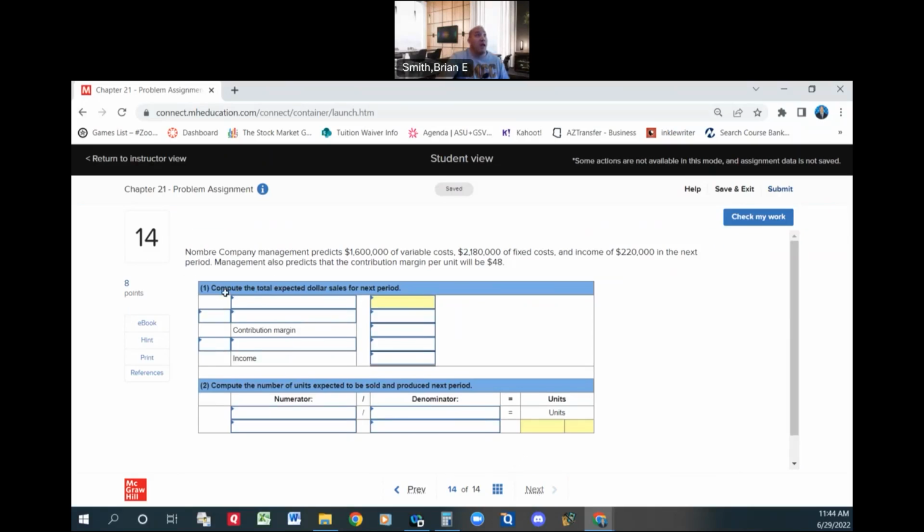Lastly, we're going to calculate our total expected dollar sales for the next period. Management predicts $1.6 million of variable costs, $2.18 million of fixed costs, and income of $220,000 in the next period. Management also predicts that contribution margin per unit will be $48. All right, so what's our contribution margin?